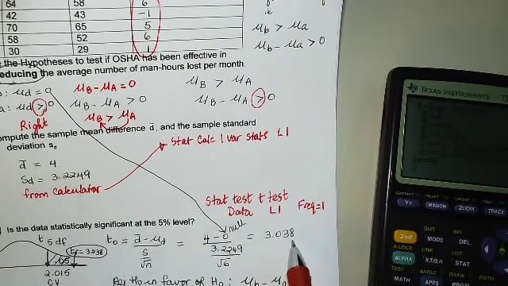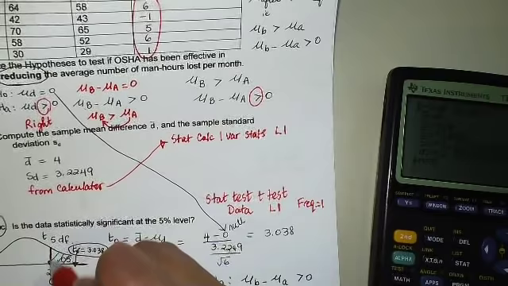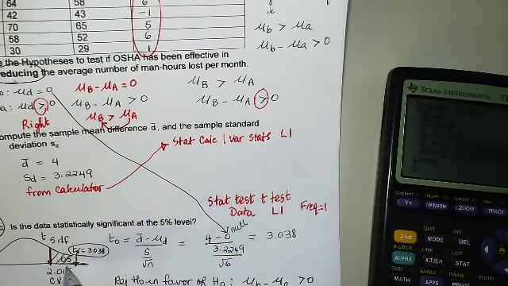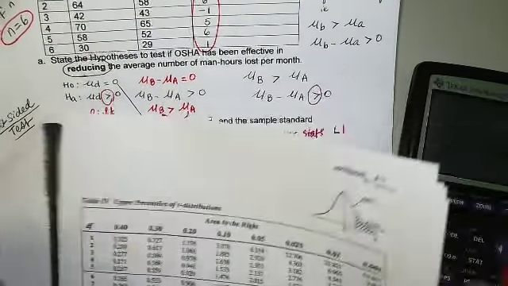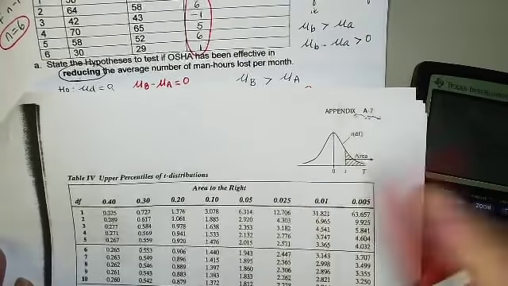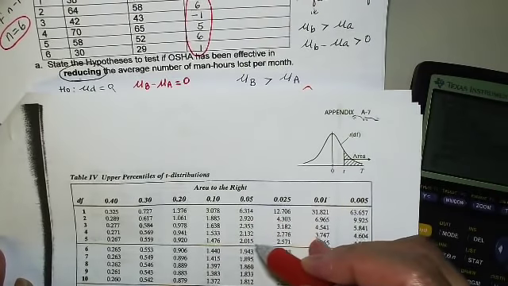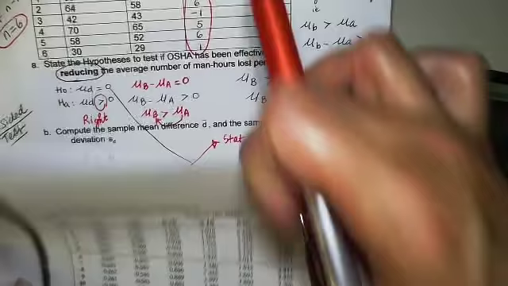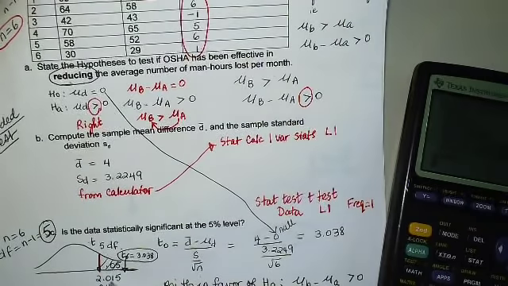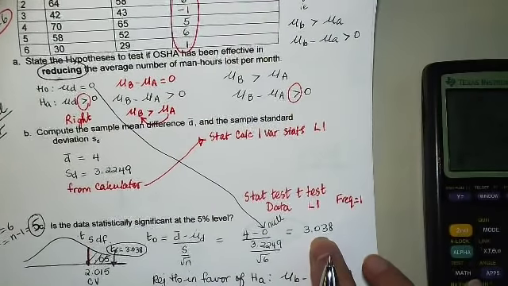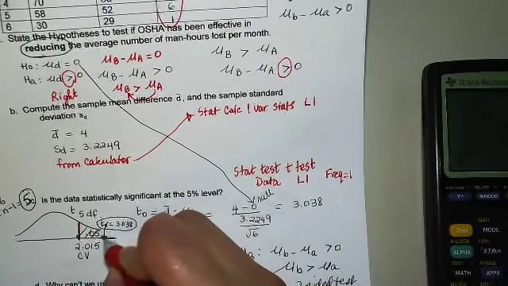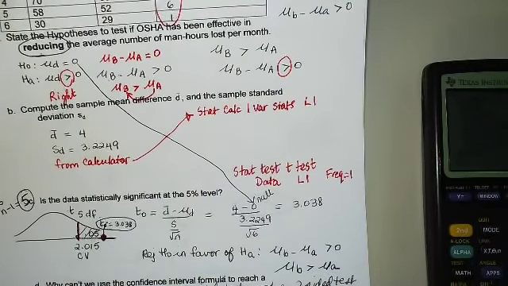And that's fine if I want to demonstrate it by hand. So then I took that 4 minus the 0 from the null, divided by 3.2249 over radical 6, and I got 3.038. Mind you, this is a right-sided test, so I put the entire alpha in the right tail. I'm running a t-test with n minus 1 degrees of freedom, where n is 6, so n minus 1 is 5. So let's go to our t-table: 0.05 column and 5 degrees of freedom, 2.015.